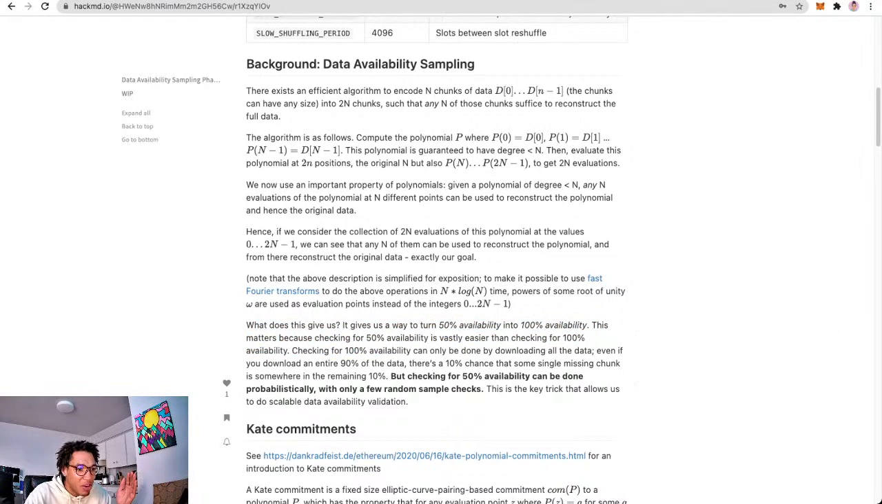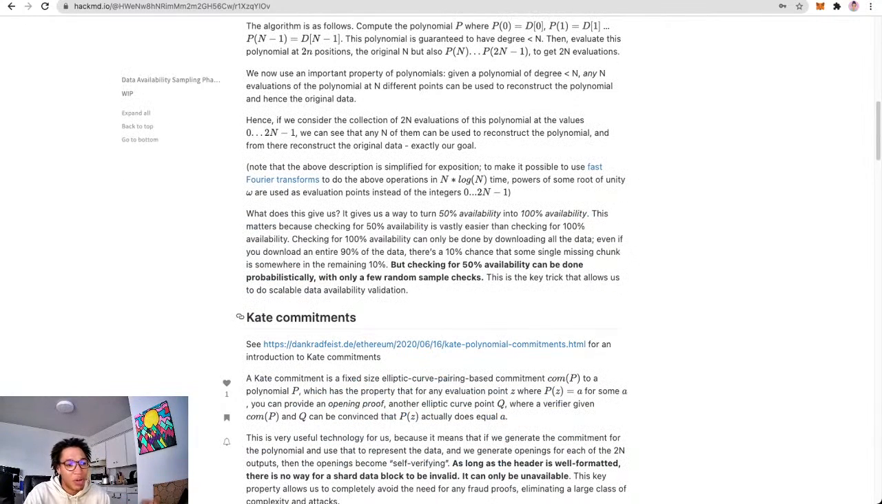Even if you download the entire 9% data, that's exactly what I said. Okay, but checking for 50% availability can be done probabilistically with only a few random sample checks. This is the key trick that allows us to do scalable data availability validation.